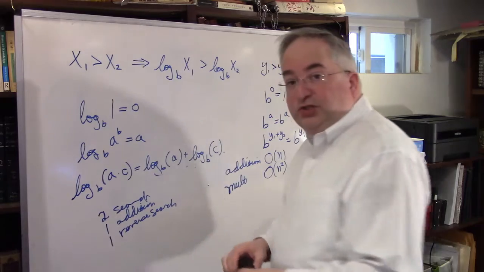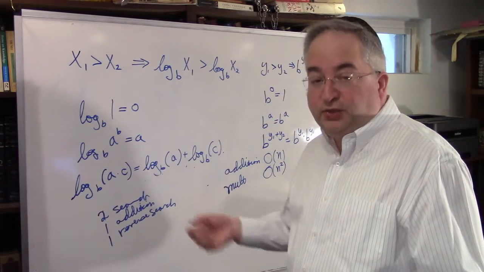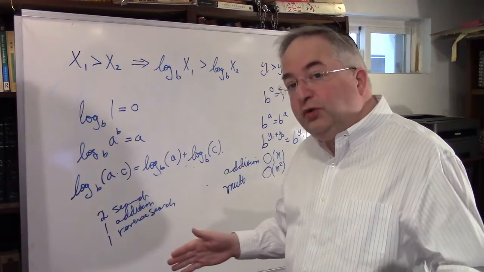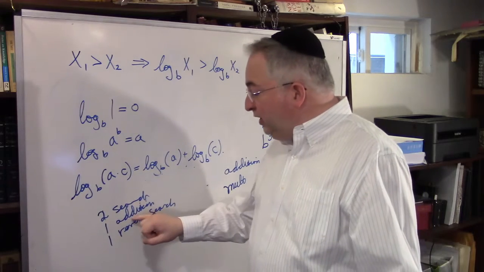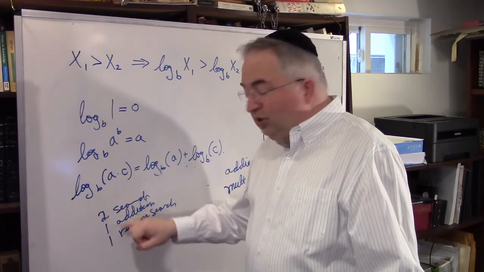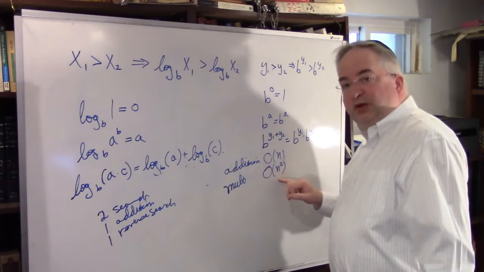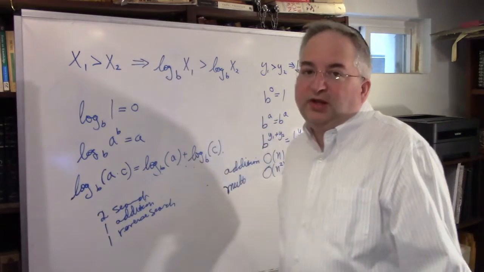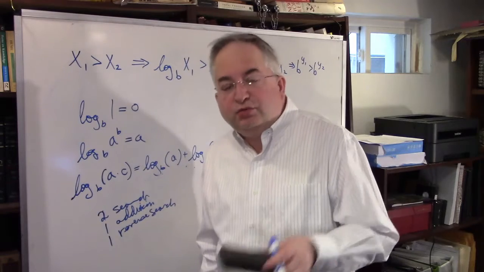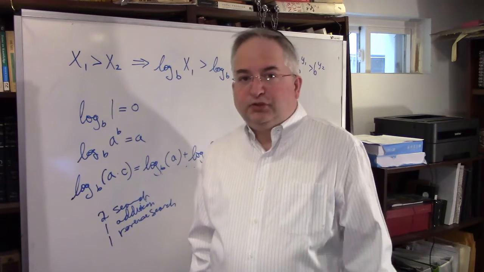It turns out searching is not such a hard operation. We're going to see later on. Searching an ordered list is not such a hard operation. So these three searches plus one addition is much better than an n squared. This is exactly the reason why logarithms were created. They were created to help you multiply numbers quicker.